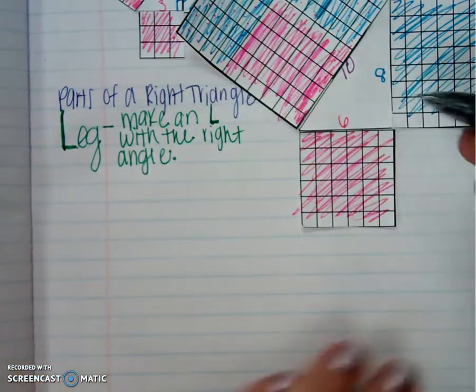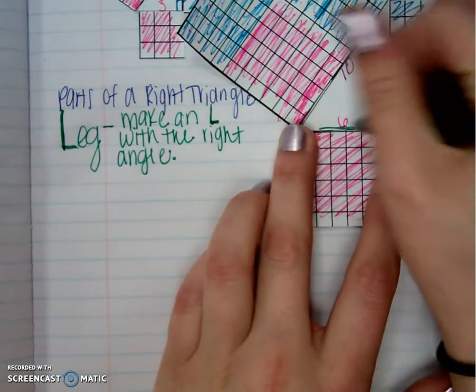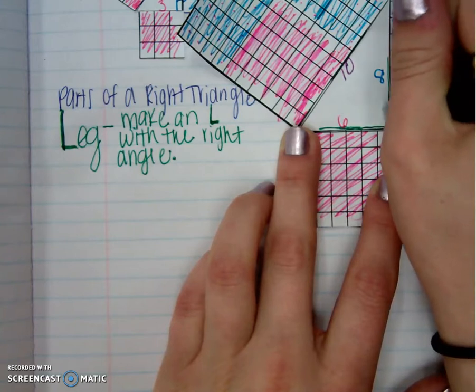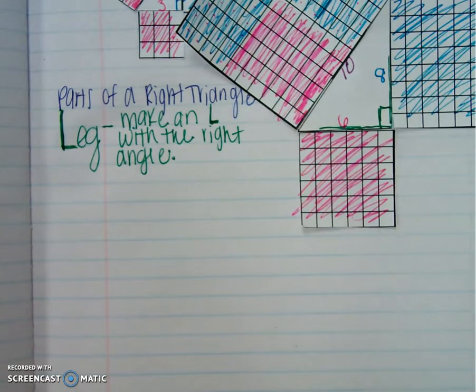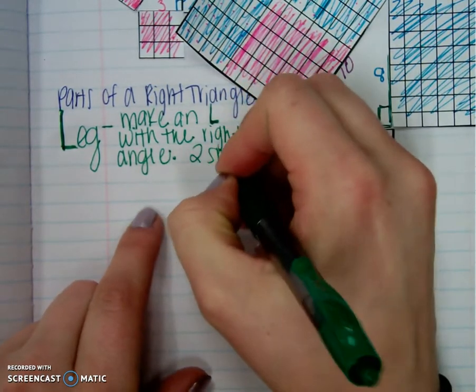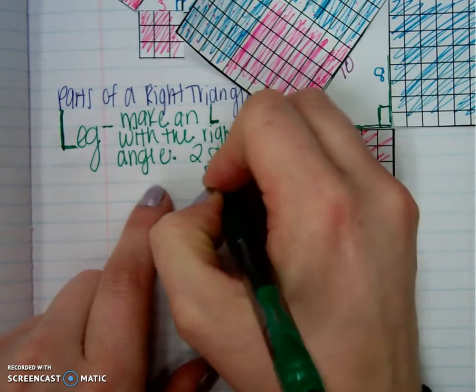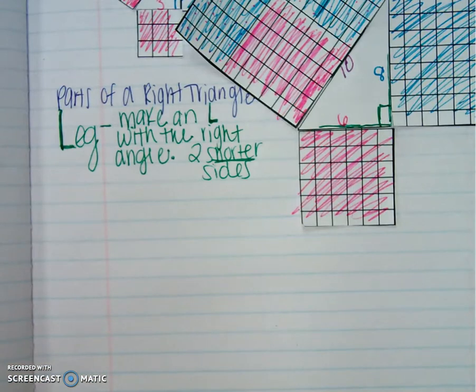Okay? So look here. So we had our right angle. These 2 legs made an L at that right angle. It's a backwards L, but it's still an L. Okay? Your legs are always going to be the 2 shorter sides. Always the shorter sides. All right?